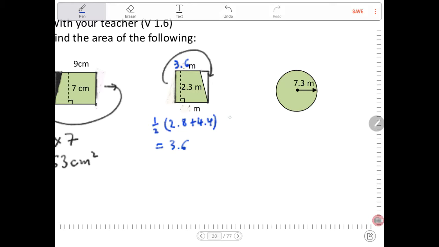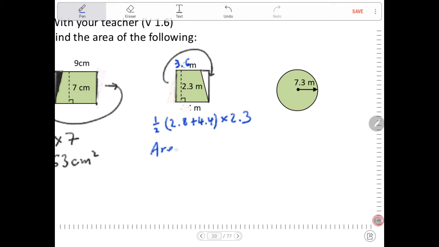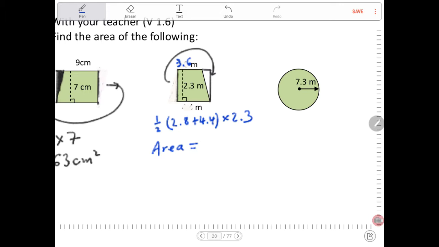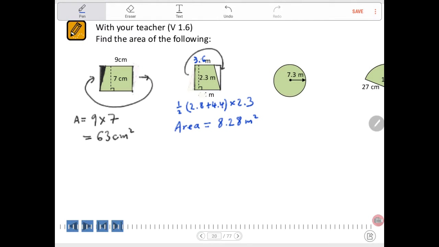So if we take that number and multiply by 2.3, then we get the area, and we should be getting 8.28 square meters. So very interesting the way you can manipulate these two shapes into rectangles and get the area of those two. They're really similar to rectangles.